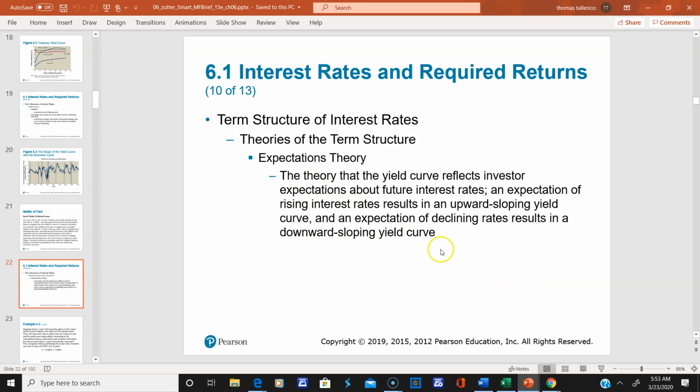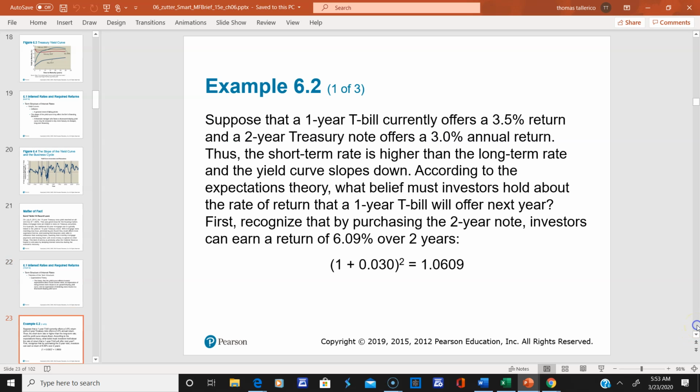The term structure has a theory called the expectation theory. The expectation theory simply states that the yield curve reflects investor expectations about future interest rates. So an expectation of rising interest rates results in an upward sloping curve, and an expectation of declining interest rates results in a downward sloping yield curve. I don't know if it's inverted now, but you can look at the current yield curve online and see if it inverted.